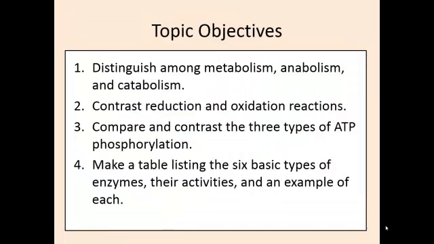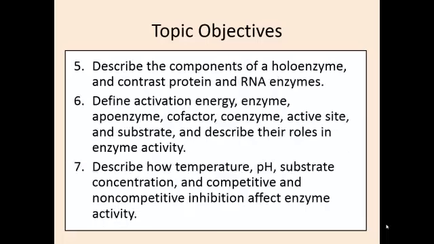The learning objectives for this topic are: distinguish among metabolism, anabolism, and catabolism; contrast reduction and oxidation reactions; compare and contrast the three types of ATP phosphorylation; and make a table listing the 6 basic types of enzymes, their activities, and an example of each. Describe the components of a holoenzyme and contrast protein and RNA enzymes.